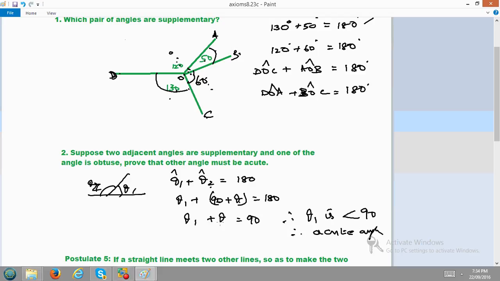Theta 1 plus some angle equals 90. If you deduct this angle, it's less than 90. Theta cannot be 0 because this is obtuse, 90 plus something. This theta is positive.